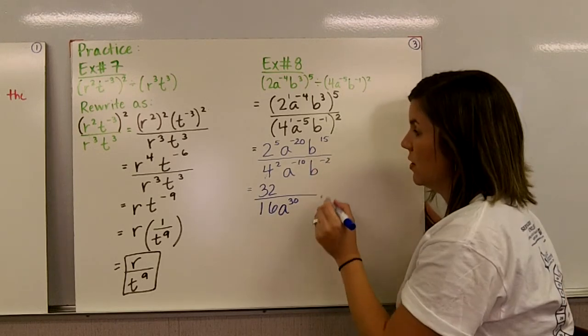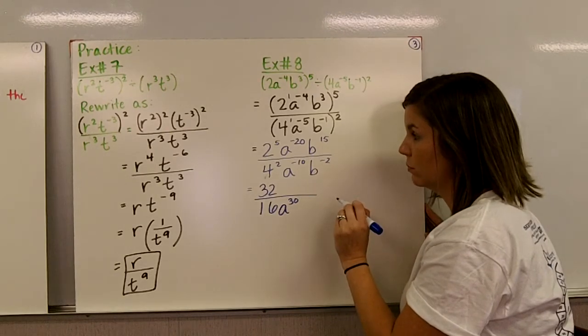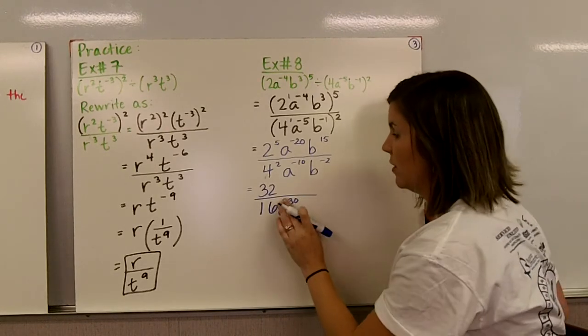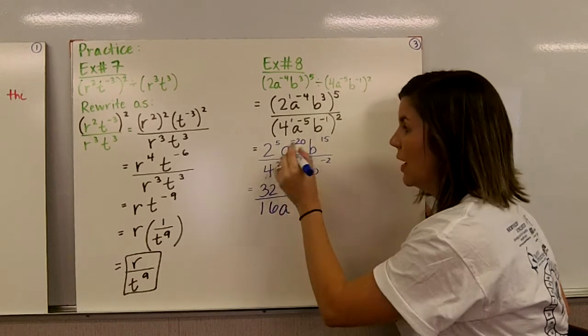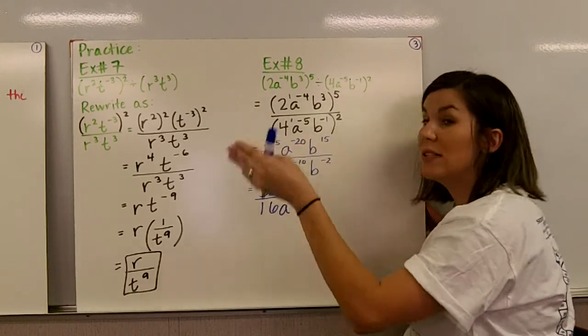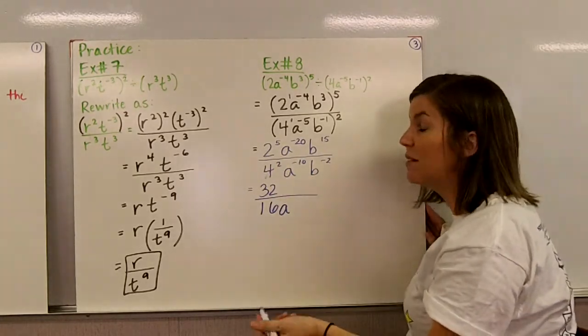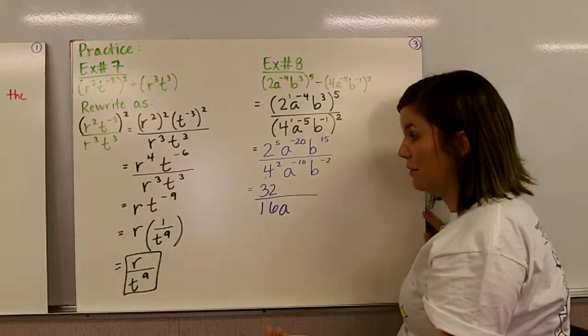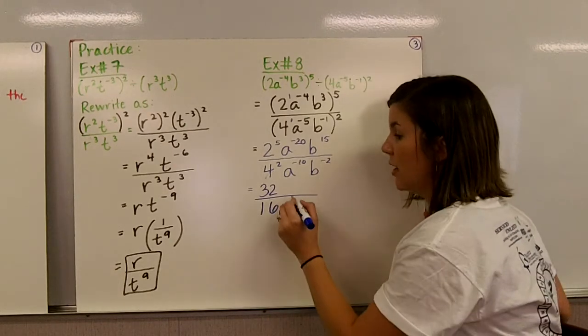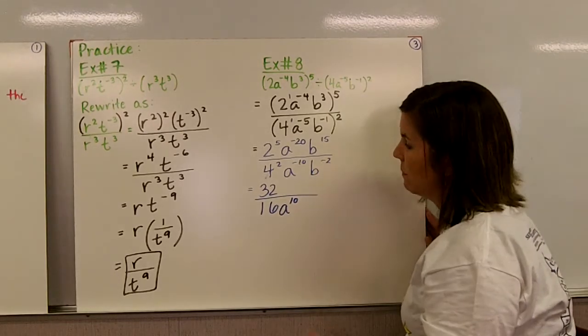B to the 15th divided by B to the negative 2. I'm sorry. A to the negative 20th divided by A to the negative 10th. This means negative 20, subtract a negative 10. Minus a negative means plus, so that gives us A to the negative 10. And again, we don't want to have a negative exponent, so it would be a positive 10 in the bottom.